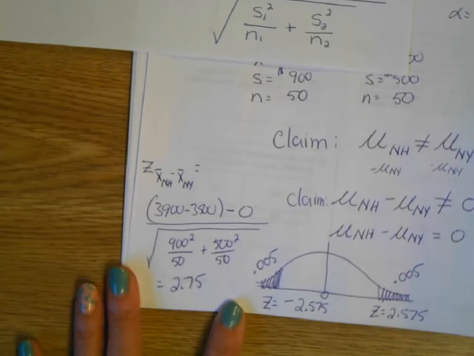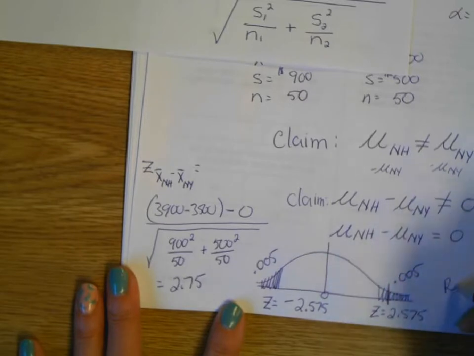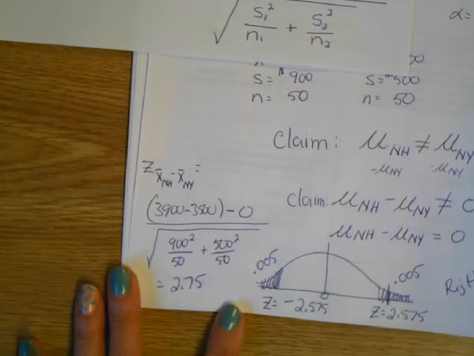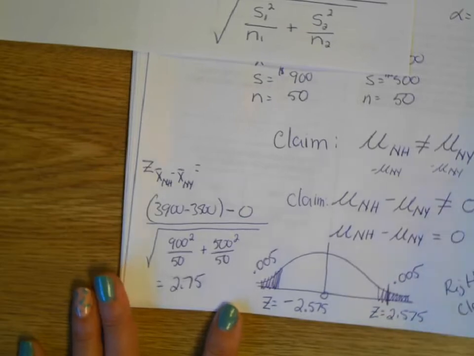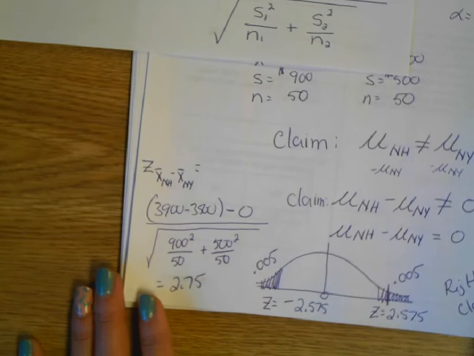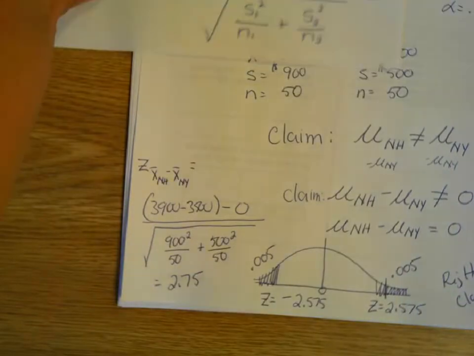Where are we on our normal distribution here? Which region are you in? Fail to reject or reject? Reject. Reject the Ho. You're over here. What are we saying about the claim? That there is a difference. True or false? Claim is true. So that difference there is significant to say that the people in New Hampshire are putting more on their credit cards than the people of New York. Okay, try another one.